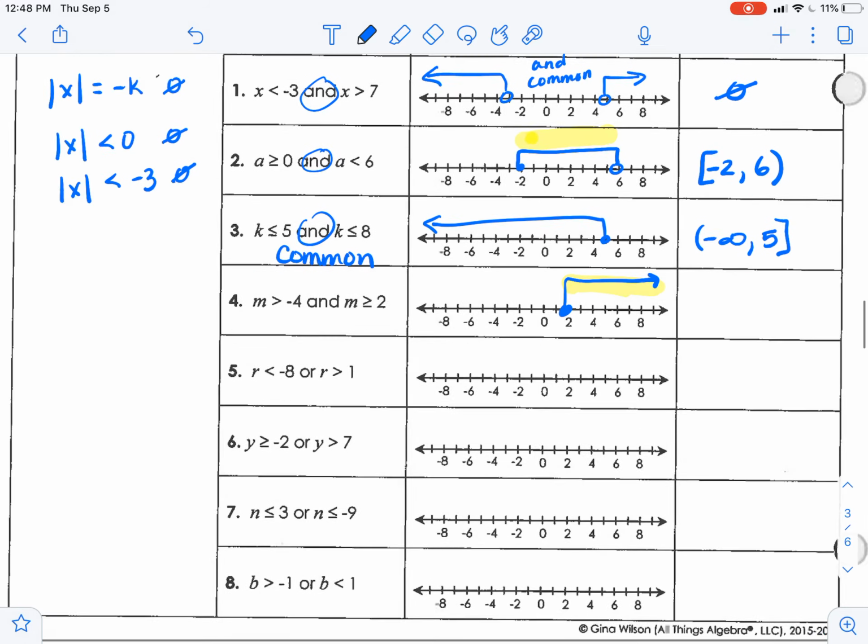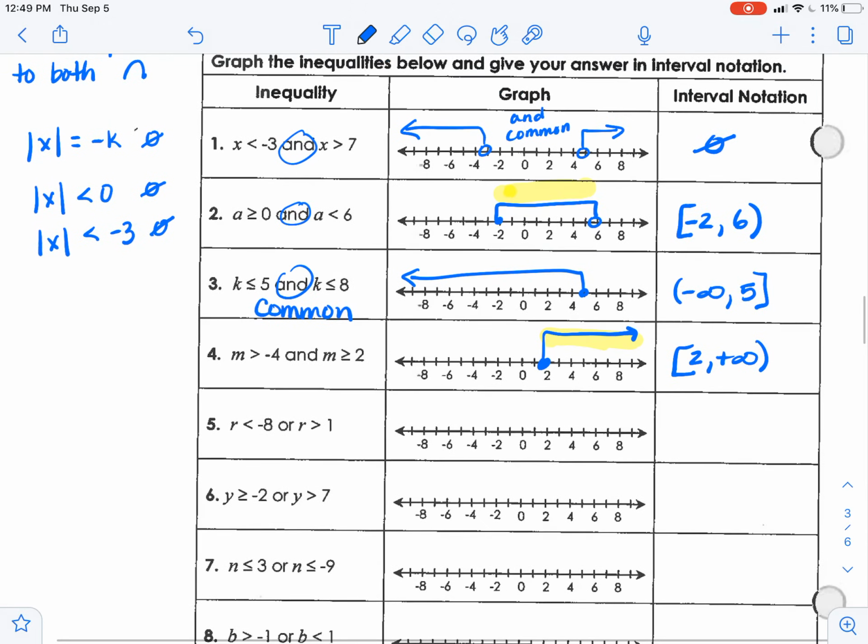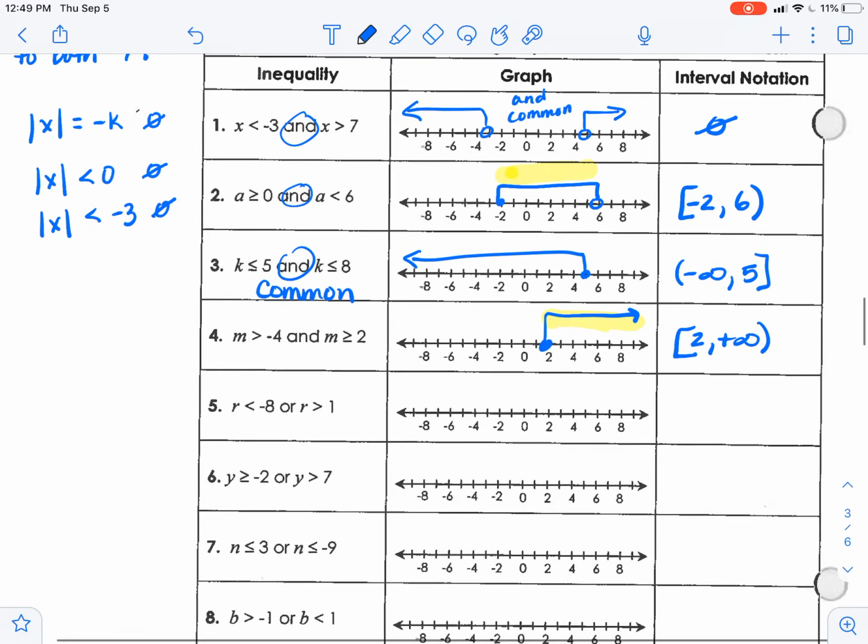How do I write my answer? I'm going to do a bracket at 2, and this one's going to go to positive infinity. Those are the only 4 cases for ands you will have. So each time you're going to have to decide which one of those 4 cases you have as an answer.